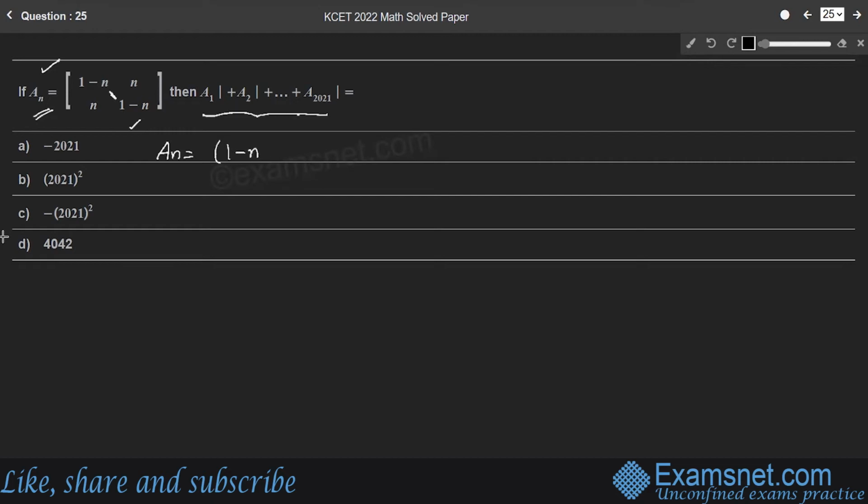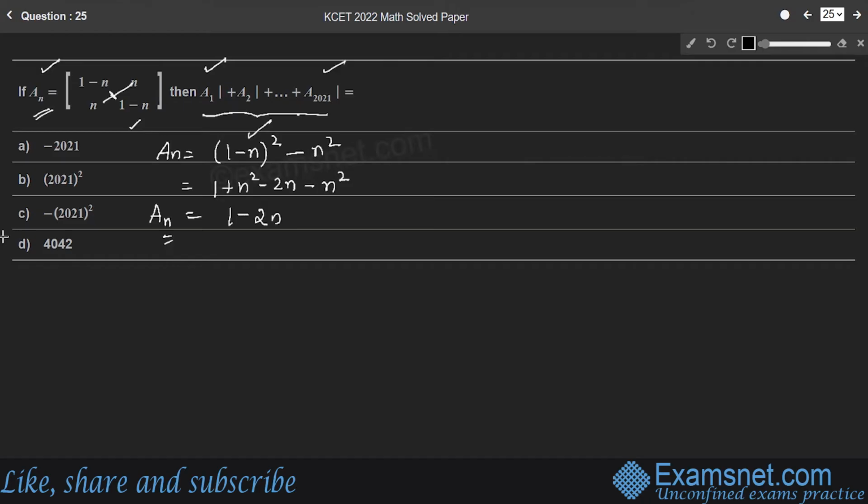1 minus n the whole square, minus the second diagonal product, which is n square. Therefore, it is 1 plus n square minus 2n, so the first part is in the form of a minus b whole square, minus the last term n square. Here we can cancel n square and n square. So An is 1 minus 2n. An is the nth term here.